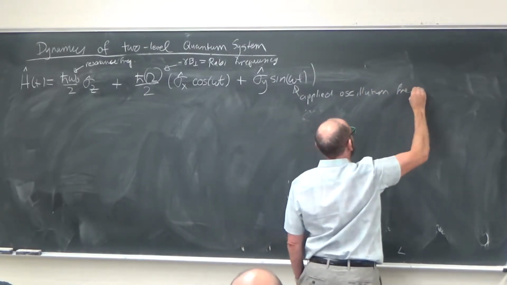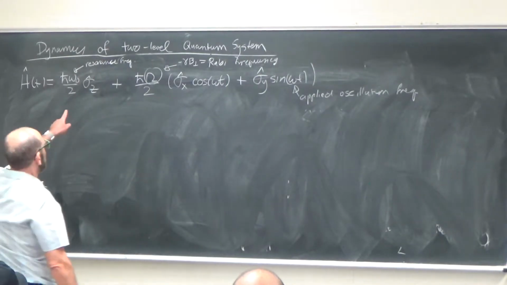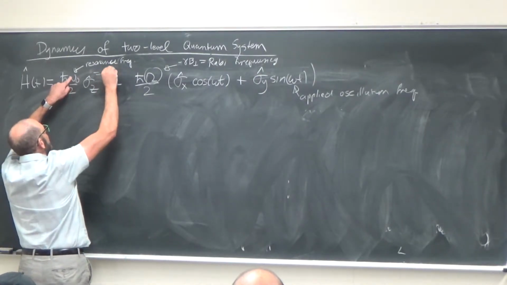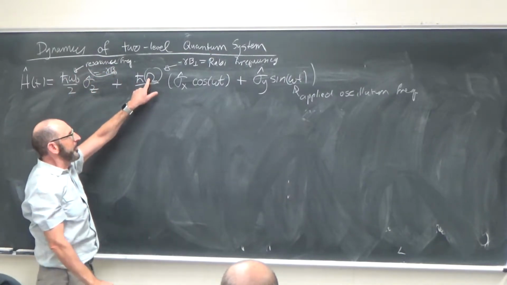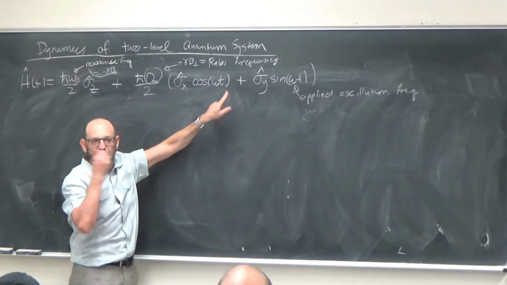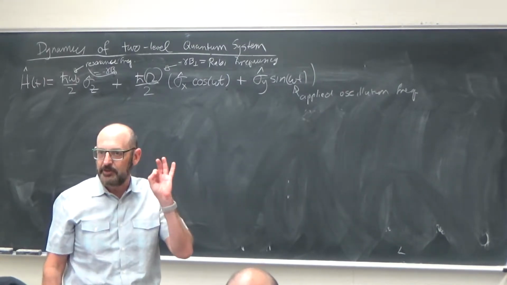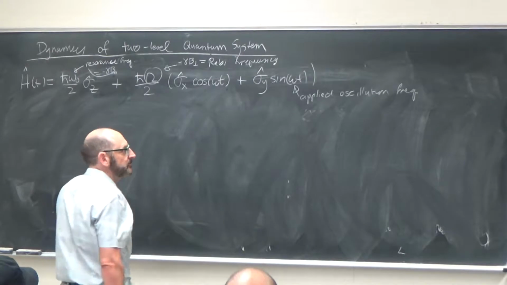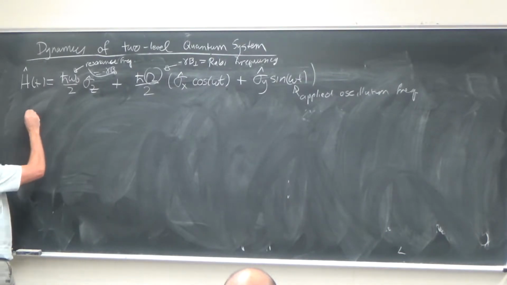Is everyone clear what these three different frequencies are? This frequency depended on the strength of the static field. This frequency depends on the strength of the applied field. And this frequency is the frequency at which the field is oscillating. Okay? There are three different frequencies.